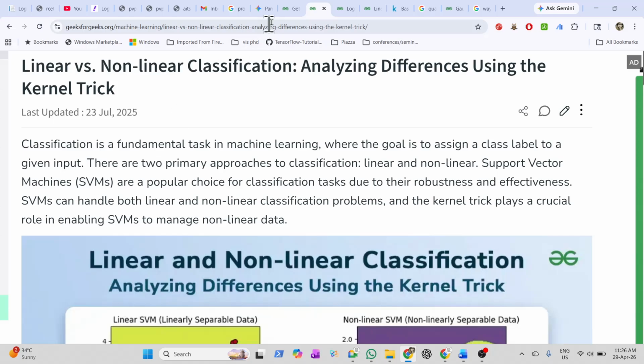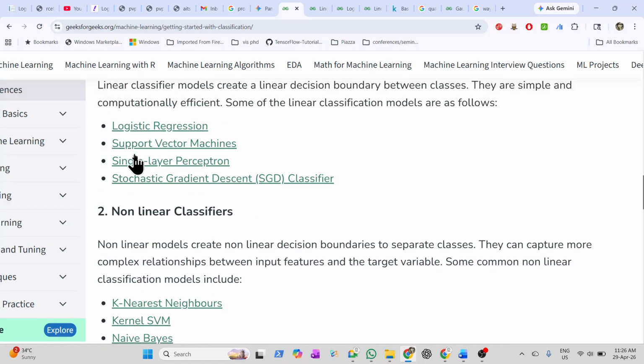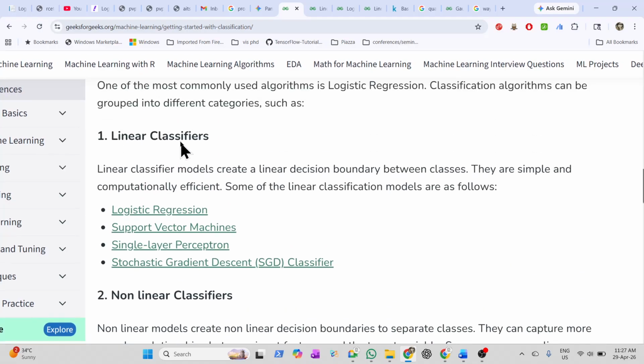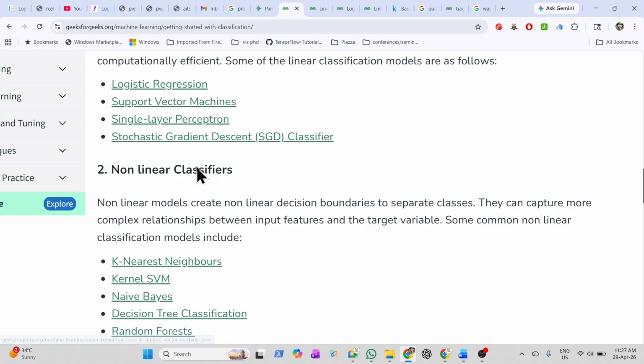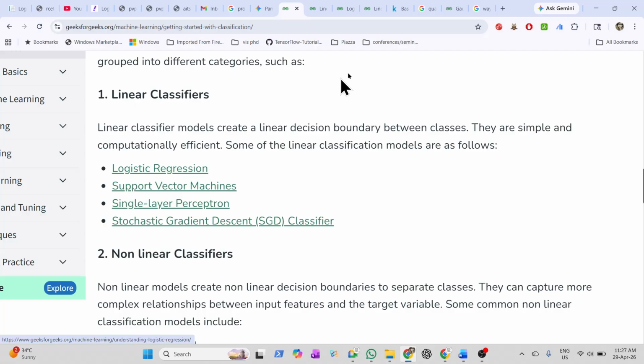And just now we saw SVM. Here SVM is available in both the linear classifier category as well as the non-linear classifier category. In non-linear classifier we call it a kernel SVM. Here linear is just an SVM.